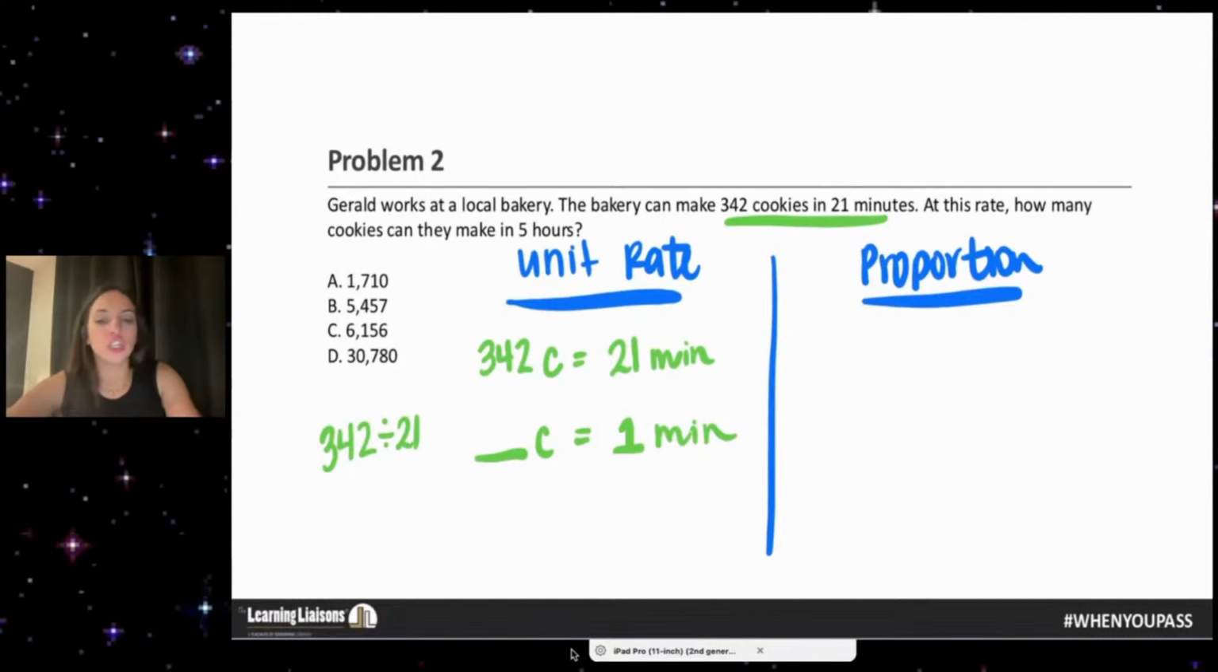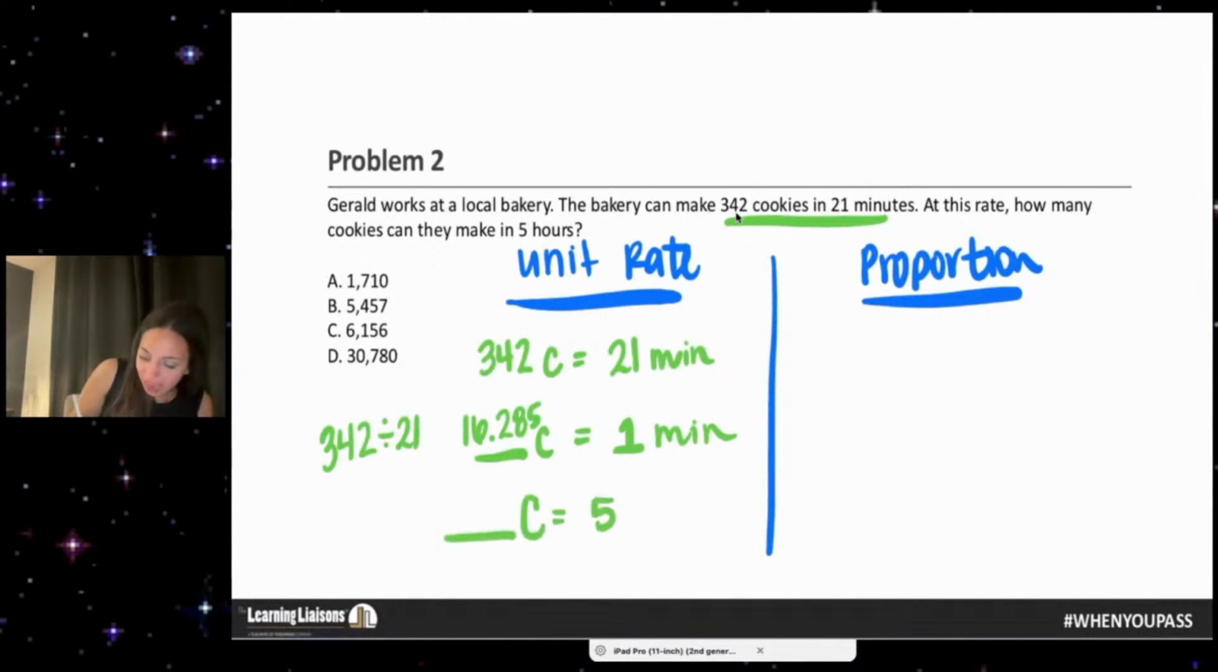So if I do 342 divided by 21, I get 16.285 cookies in 1 minute. And then I can take that information and just scale it to 5 hours. So then how many cookies could I make in 5 hours?